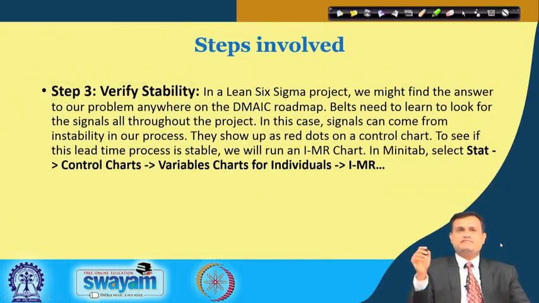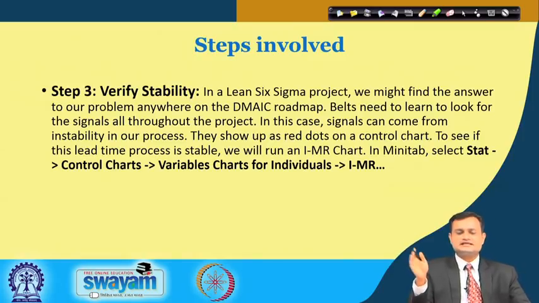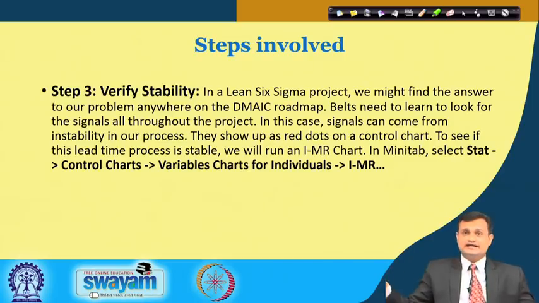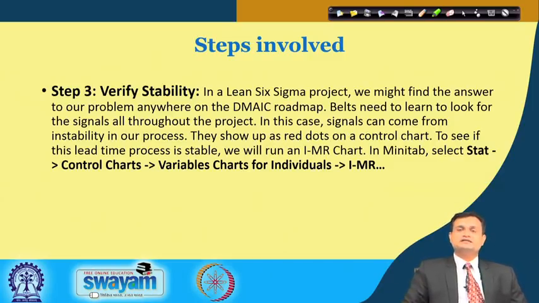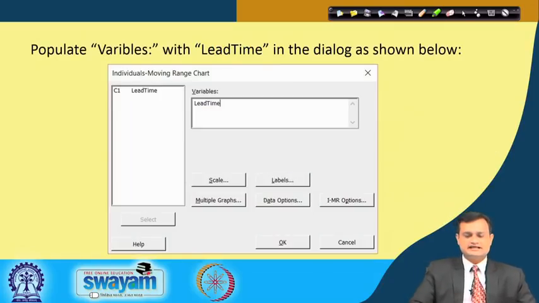Now, step 3, verify the stability. Typically, in the Lean Six Sigma project which we are studying for installation of the software, I have a data set, but I would like to check the stability through the individual moving range chart, and this will tell me whether over a period of time my process is in statistical control or not. If not, then there is no point in conducting the process capability analysis, whether normal or non-normal, for the collected data. I can do this very easily in Minitab.